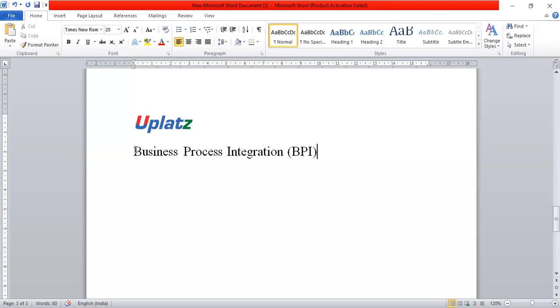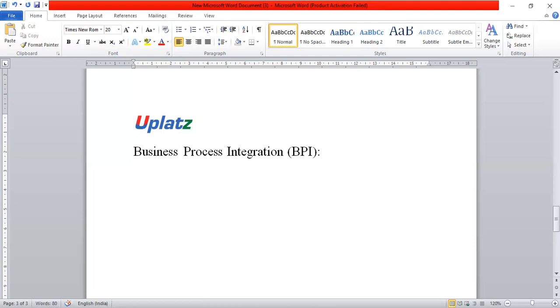If there is no integration, suppose a sales order comes for 10 cars but that information does not reach the production department. Then they will not start producing the cars, and finally the customers will suffer, and the company will also get a bad image. So that's why business process integration is very much needed for any company.